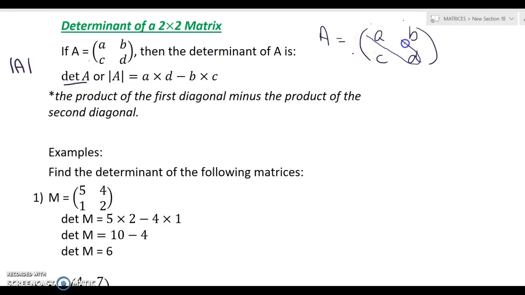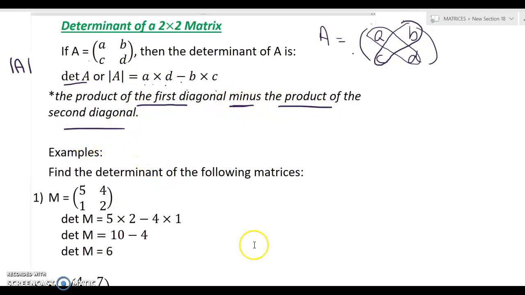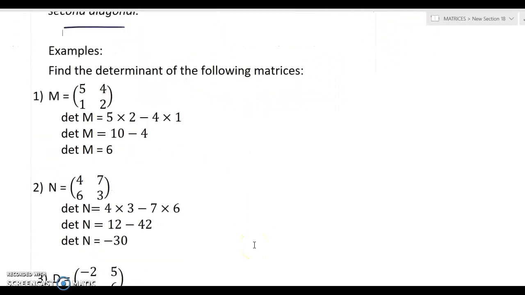So for this first diagonal, you find the product, meaning you multiply the two letters, or the two numbers when they have numbers. So we get a times d, and then we take away the product of the second diagonal, which would be b times c. So the determinant of any 2x2 matrix is the product of the first diagonal minus the product of the second diagonal.